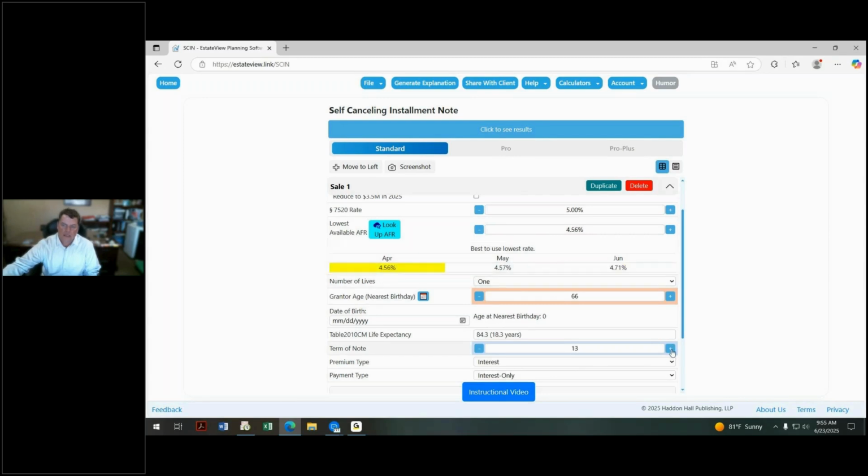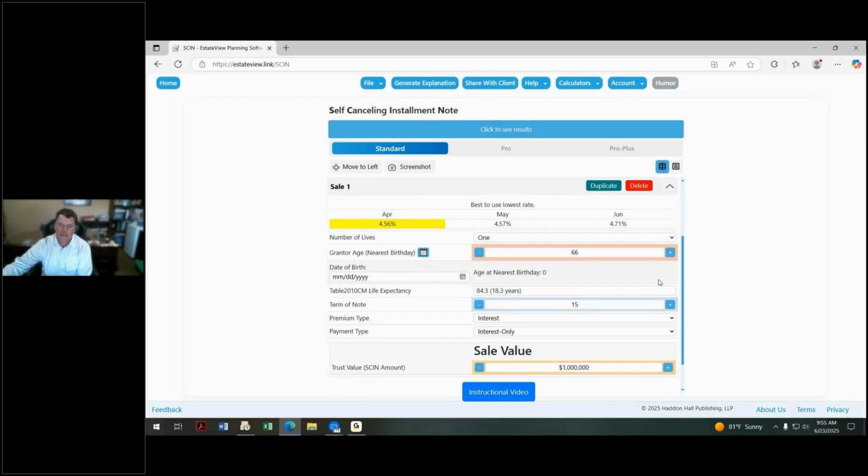If I go more than 9 years, so let's put it back to the 15-year note that it had been, now I'm in a long-term AFR. With the long-term AFR, the rate for June actually is higher at 4.71. May is 4.57. April is the lowest at 4.56. So again, using April as the lowest number, 4.56, that's what we will use to determine the interest premium and the principal premium that are applicable.